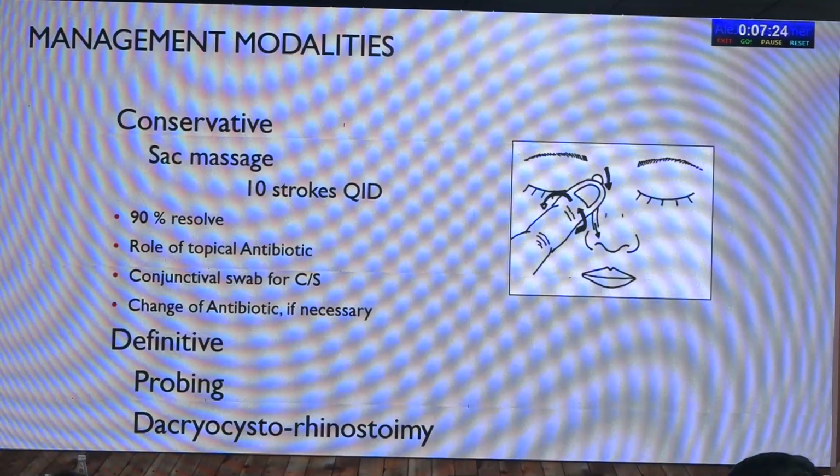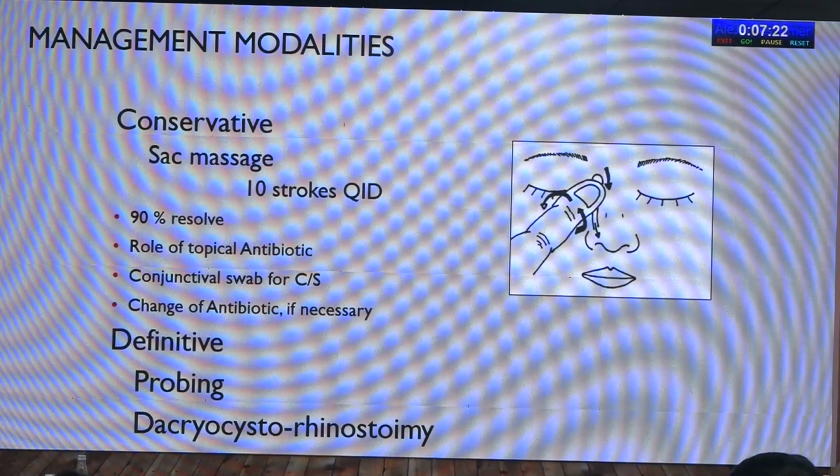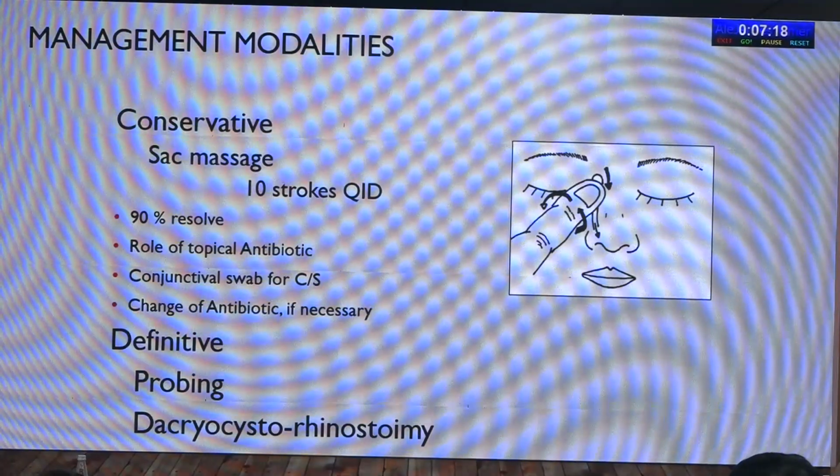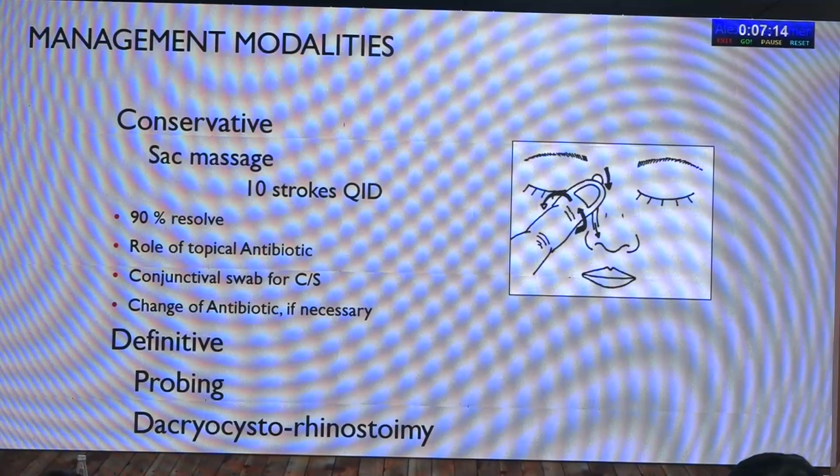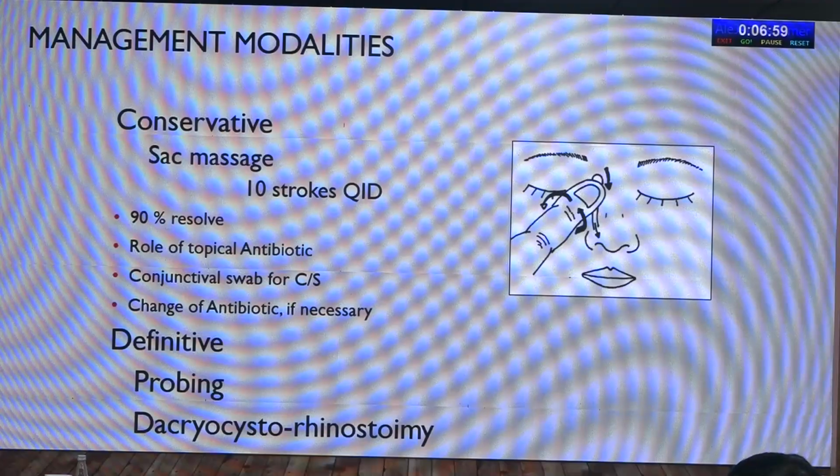So the management modalities: one is conservative. This is the ideal, the sac massage. The sac massage should be proper. That's the main point for failure. Most of the time pediatricians or doctors take all the credit. We are writing some tobramycin or some moxifloxacin. This is not the point for cure. It is spontaneously cured in 96% of cases. That's a lucky point.